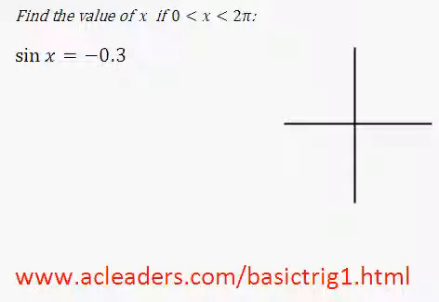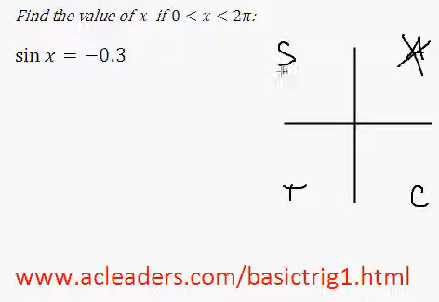Hello. Right now we're going to be solving for x again, given that sine of x is negative 0.3. And we know that it's negative, so let's take a look at what quadrants our answers are going to be on. In the first quadrant, every angle is positive, so we're not going to have an answer there.